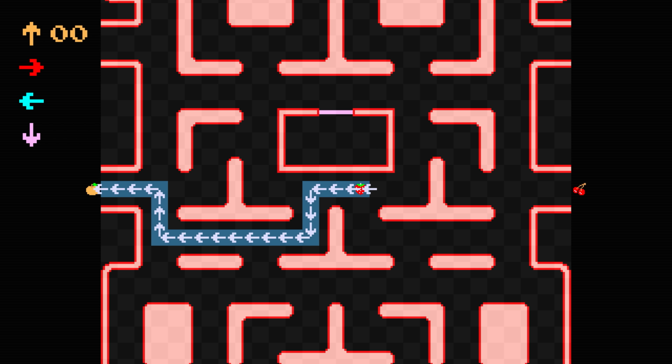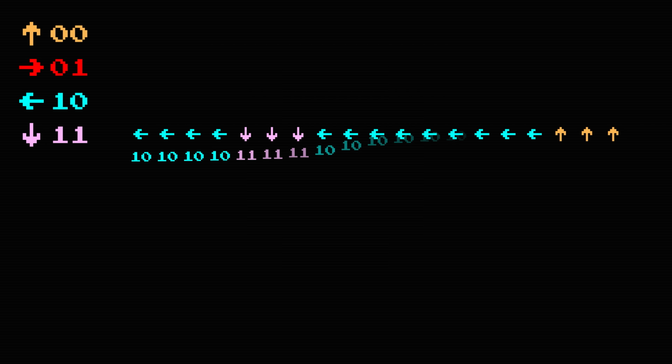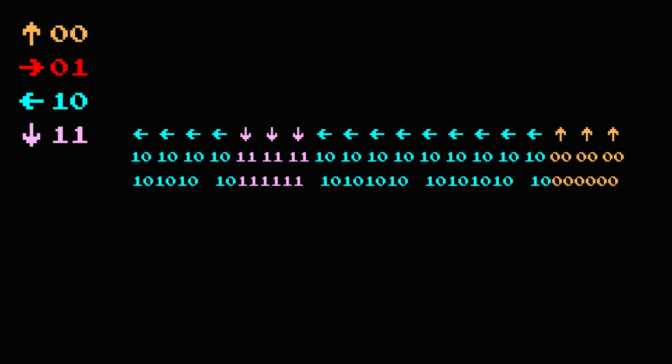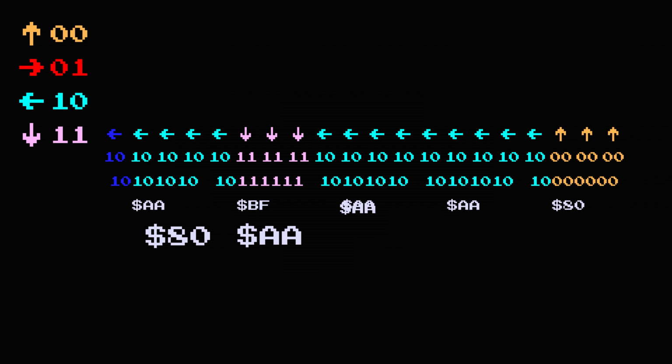0, 0 for up, 0, 1 for right, 1, 0 for left, and 1, 1 for down. Frustratingly different than how directions are encoded elsewhere in the game. These bit pairs are stored in order, and then grouped into bytes starting from the end of the list. If there's not an exact number of bytes in this step, the remaining bits are just filled with anything to pad out the final byte. Then these bytes are stored in reverse order in the ROM.